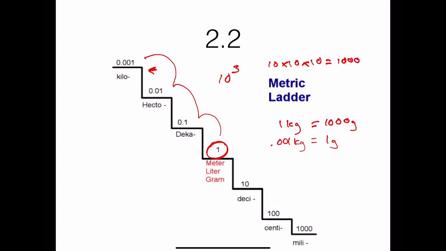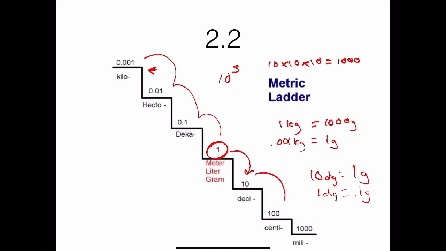If we're going the opposite direction, we can look at it the same way, except dividing by that factor of 10 rather than multiplying. So going from 1 to deci, this is telling me that there are 10 decigrams in 1 gram. Or in other words, 1 decigram equals 0.1 grams. So what have we done? We have divided 1 by 10.